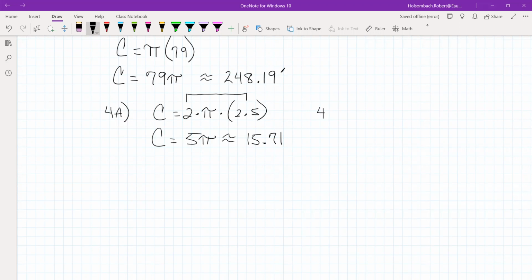Example 4B right next to it. They're telling you the diameter is 16 feet. Well, if the diameter is 16 feet, we're going to use circumference equals pi times the diameter, which is 16. So our circumference equals 16 pi, which is approximately equal to 16 times pi button and equals 50.27.